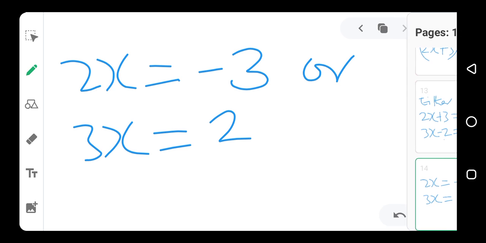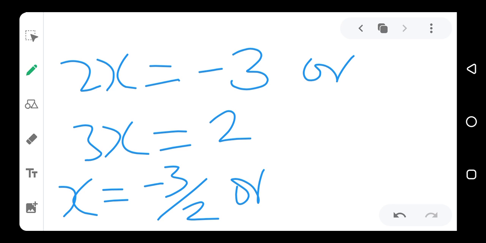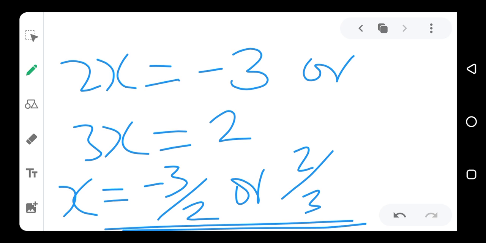Okay, so we have that in the first one, if 2x is equal to minus 3, it means that x is equal to minus 3 divided by 2, or in the second case, x is equal to 2 over 3. So this is the answer. x is equal to minus 3 over 2 or 2 over 3. This is the final answer. That's the values for x in the quadratic equation.